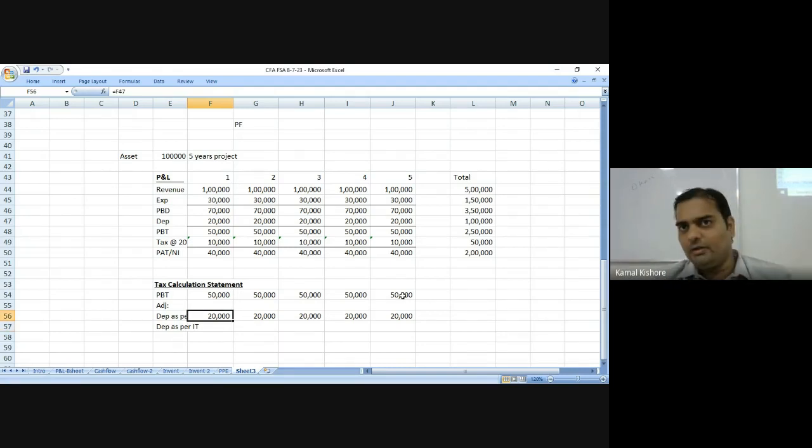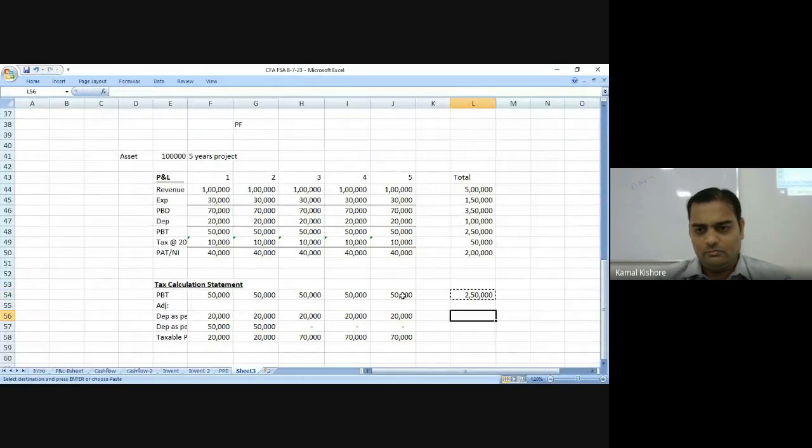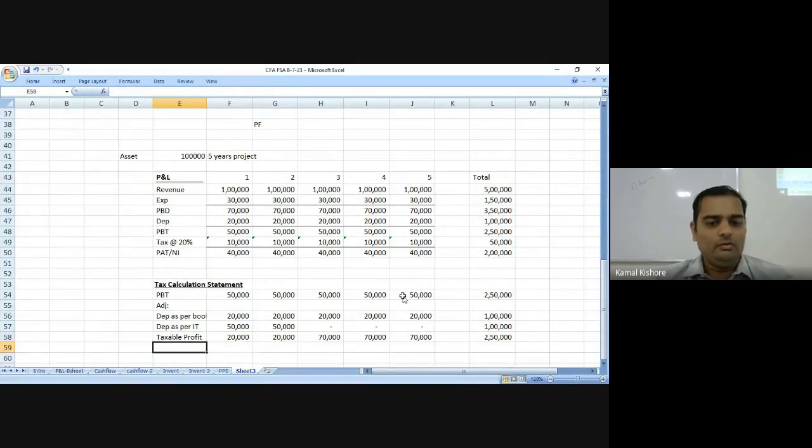So invariably, I will add back that depreciation and I will reduce the depreciation which the tax authority is giving. So the tax authority is telling you can claim depreciation over the next 2 years. Overall, how much? 100,000 only. 2 years, 50,000 each. Okay. Now, taxable profit is what? 50,000 plus 20 minus 50. Right? Taxable profit is how much? Okay. Tax at 20%.